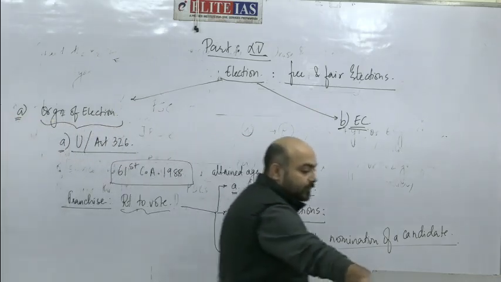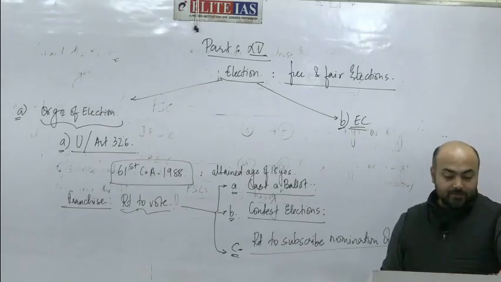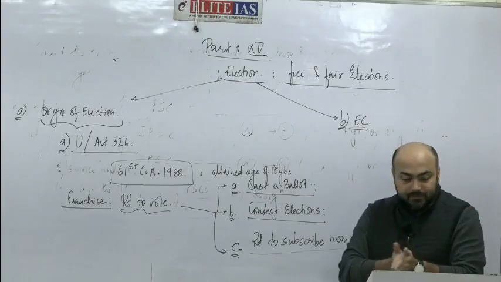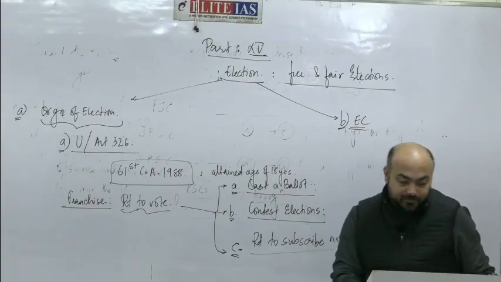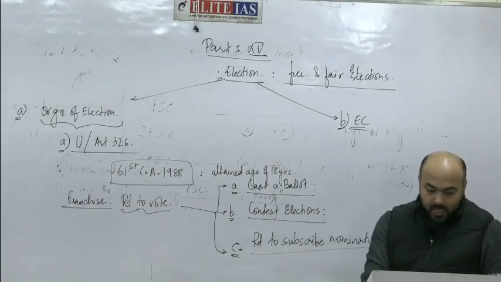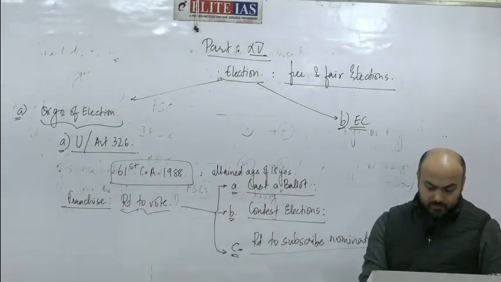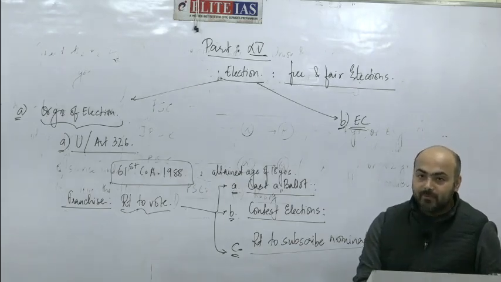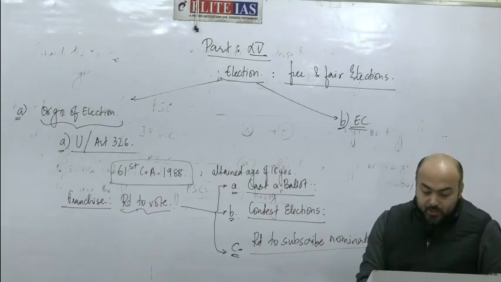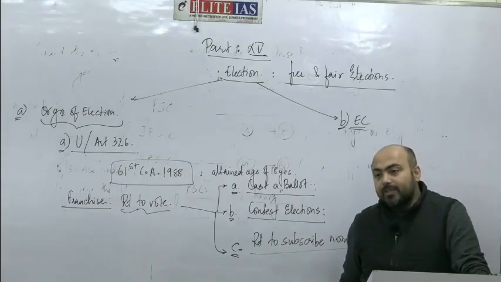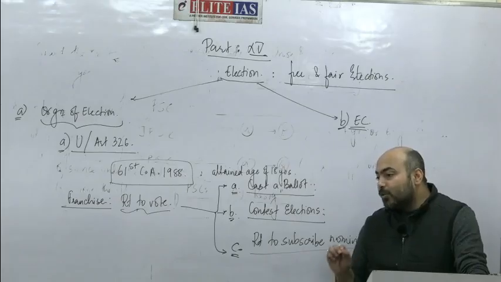Next. Article 325. It provides for the preparation of a single electoral roll, ROLL, not ROLE, for each territorial constituency. Underline this: single electoral roll.